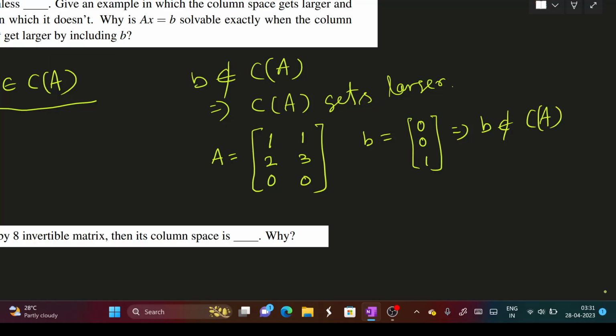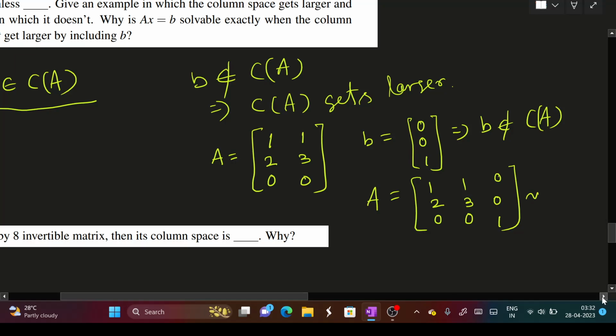So now my new A will be 1, 2, 0, 1, 3, 0, 0, 0, 1. If we convert this, so it is the new matrix, and here after reducing it into echelon form, what are we getting?